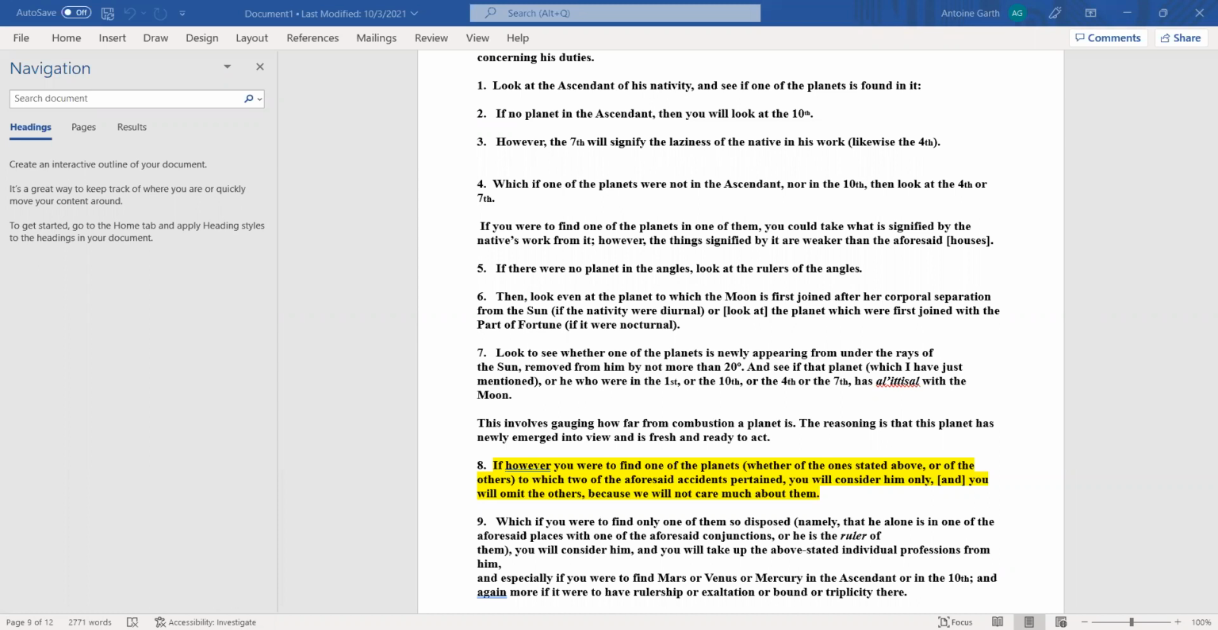So let's look and see what Bonatti has to say. My connection keeps skipping out. No problem.